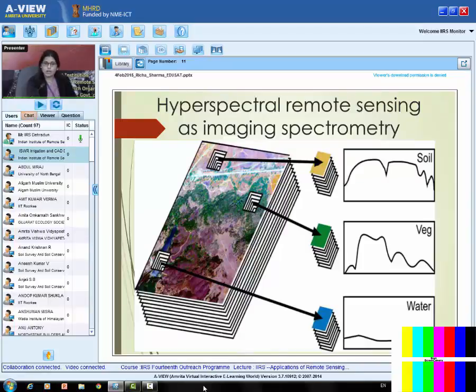So as spectrometry, with the help of hyperspectral remote sensing, we can generate the spectra. By seeing the spectra we can identify the material. The identification of the material can be done using hyperspectral remote sensing.